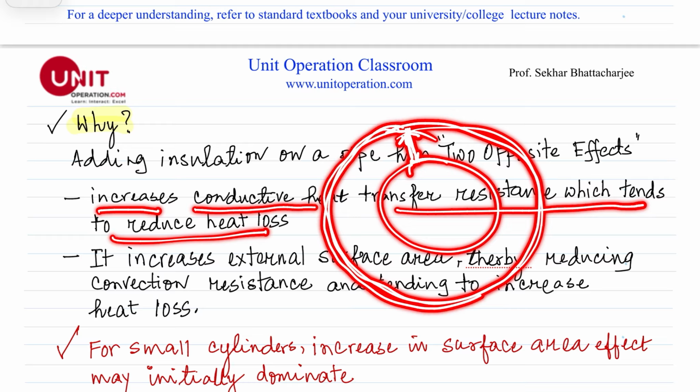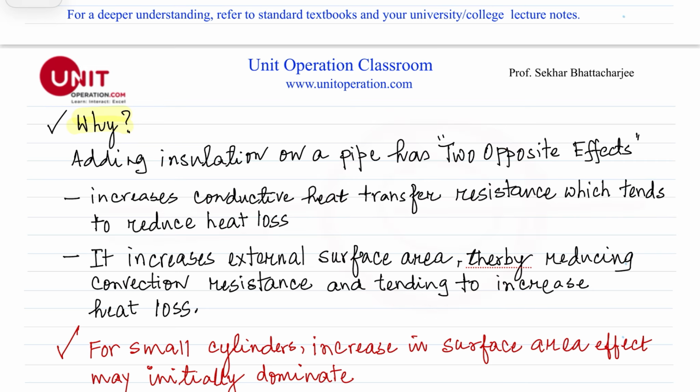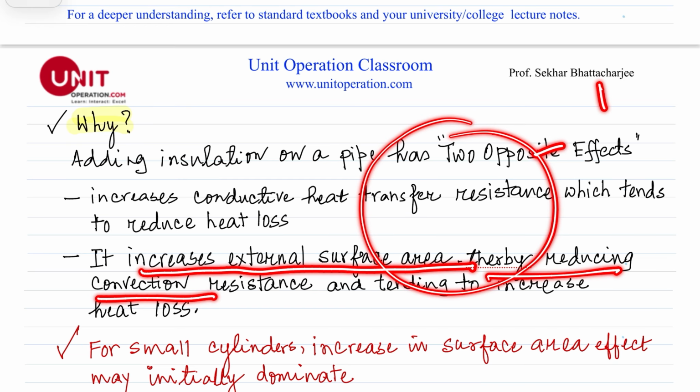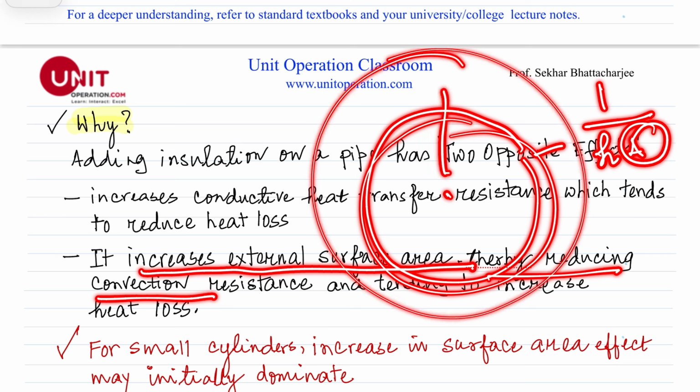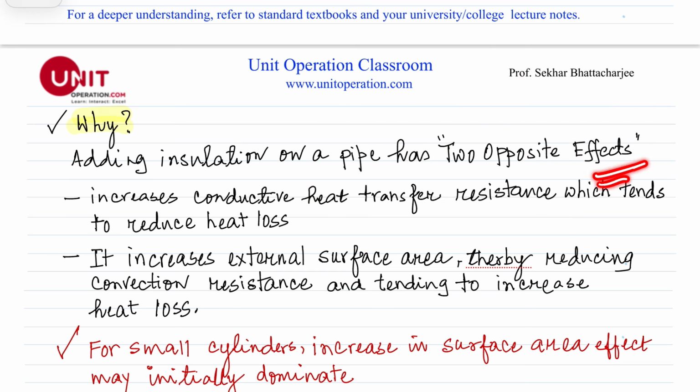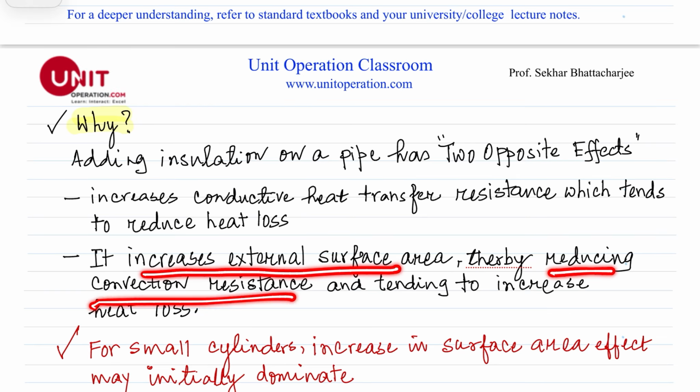the outer diameter of the pipe also increases the external surface area, and thereby reduces convective heat transfer resistance, because convective heat transfer resistance is equal to 1 by hA. So this area keeps on increasing as we keep on increasing the insulation thickness. So what happens? It increases the external surface area and reduces the convection resistance.